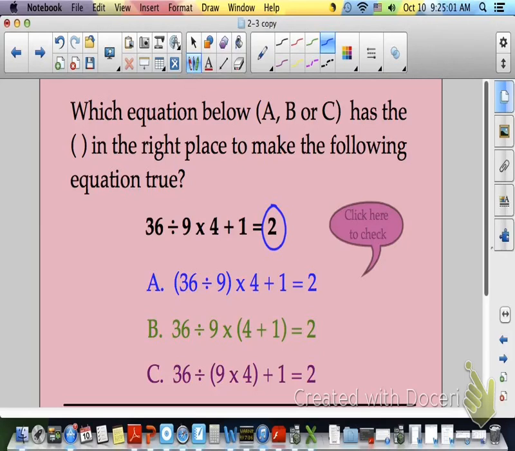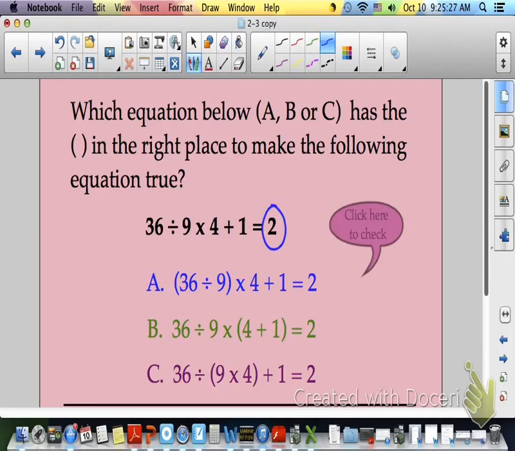Ade, what do you think? If you do without the parentheses, will you get 2? I don't think so. Let's try. 36 divided by 9 is 4. 4 times 4, 16 plus 1 is 17. It's not 2. So you have to use the parentheses, and where would you introduce the parentheses? Landon, are you with me? Yeah. All right, you want to give it a shot?